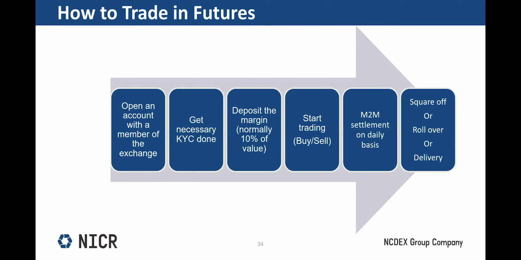Then you start trading. There is a daily mark to market settlement, and there are three ways of settlement. As I said, there are virtual and physical. In case of virtual, you square off and get out of the market, or you roll over to the next month, or you either give or take delivery in the exchange ecosystem. So this is the normal transactional process in the futures market.